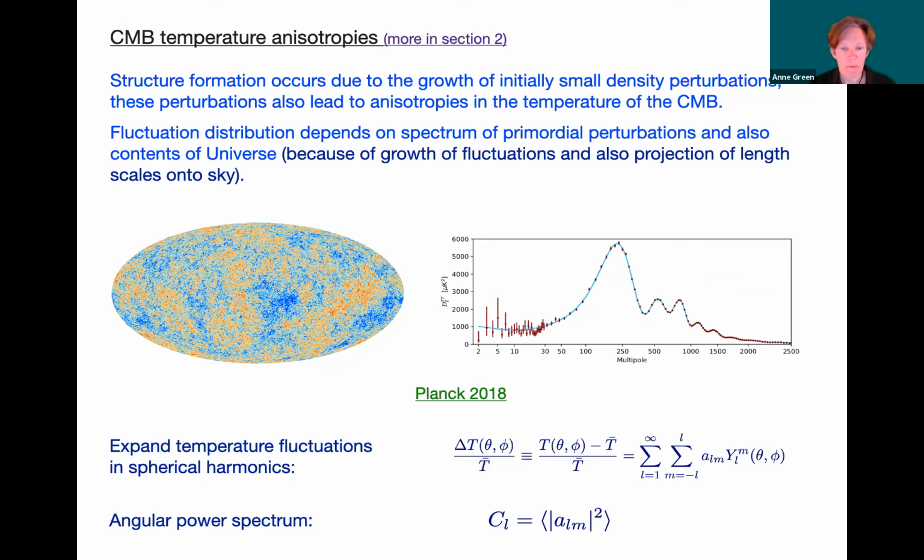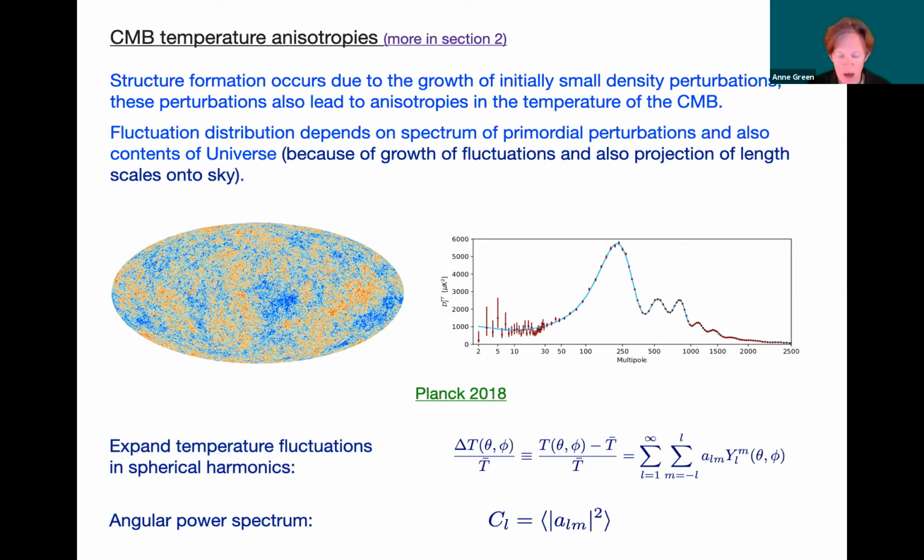And as we'll see in more detail later, the exact distribution of these fluctuations depends both on the initial primordial perturbations, how they grow with time, which depends on what the universe is made of, and then also the geometry of the universe comes in when you project length scales into angles when we look at the sky. But we'll look at this in more detail later.